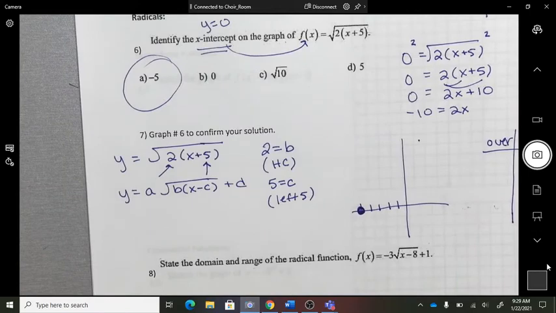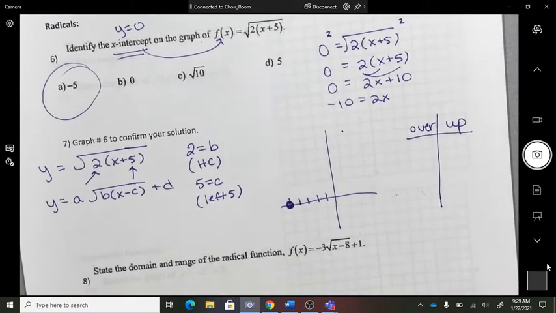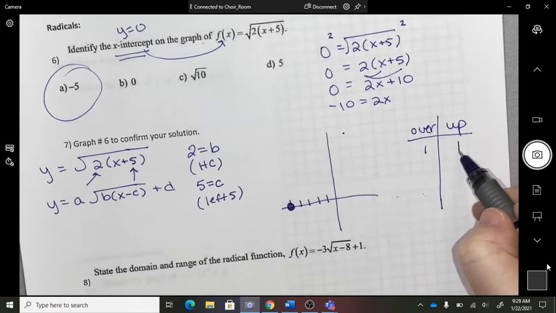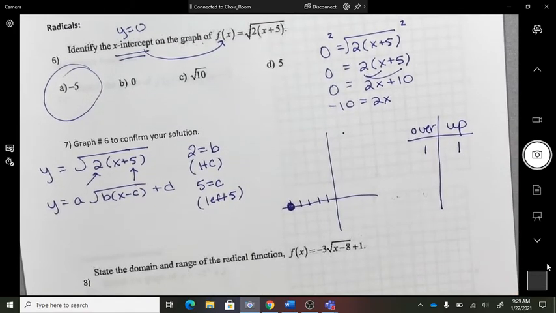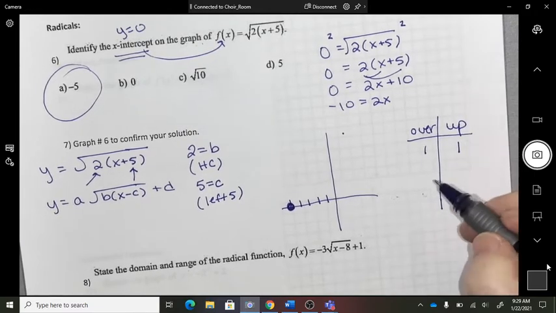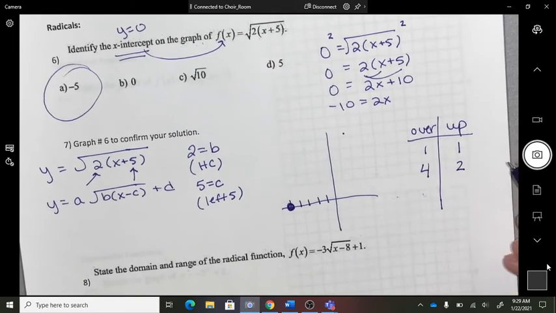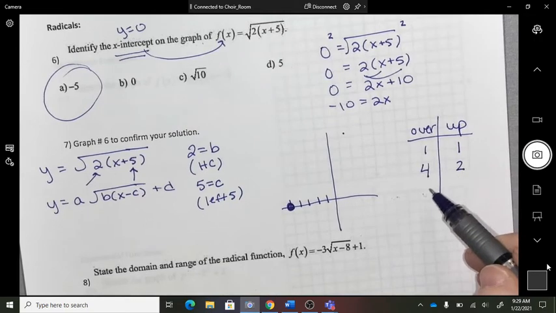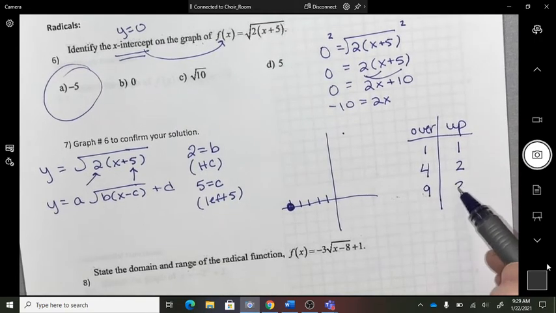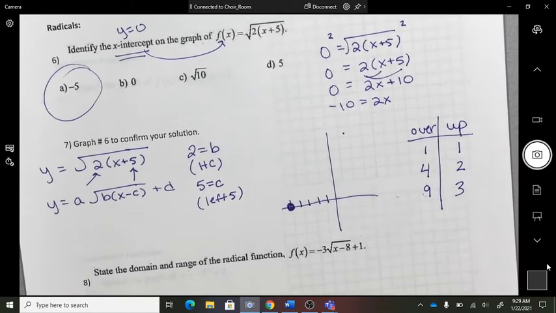Do you remember how you should normally move in a radical? If you move over 1, you should move up 1. Think about your square roots. What would be the next number you could square root? If you move over 4, you would move up 2, right? If you could move over 9, you should move up 3. This is the normal. But we're not normal. What are we going to do?